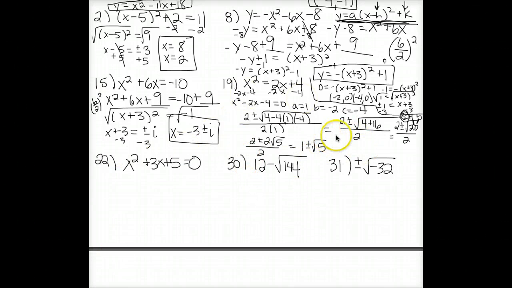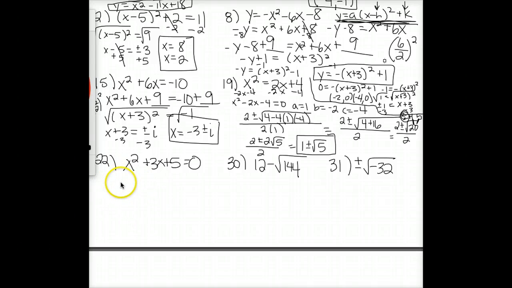And I did miss telling you about this typo in class. So on the answer sheet, I typed a negative. It says -1 plus or minus radical 5, but it's not negative. It's definitely positive. So 1 plus or minus radical 5 is the correct answer there.